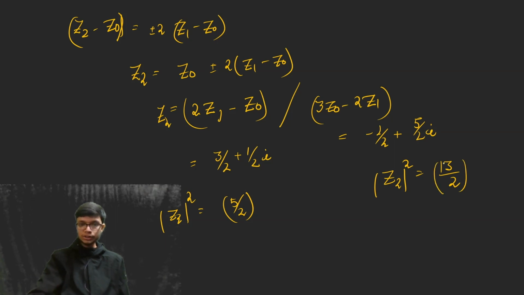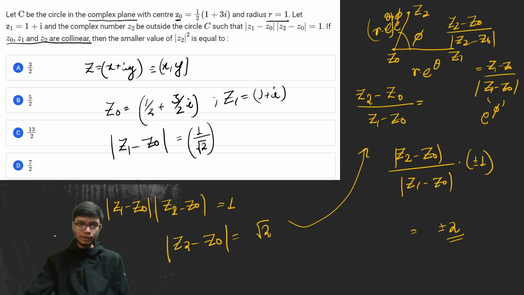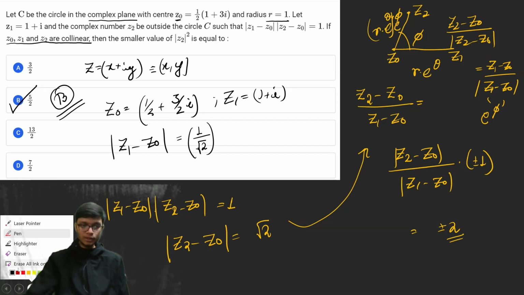So the question is asking for the smallest value of mod z2 whole square, that is equal to 5 by 2, which is option number B, the correct one. I hope you have solved this problem on your own and got to this answer as option number B. The only tricky thing here is basically this particular step.